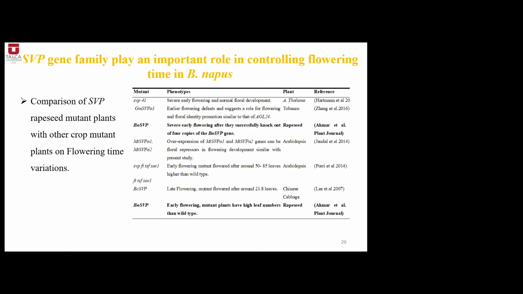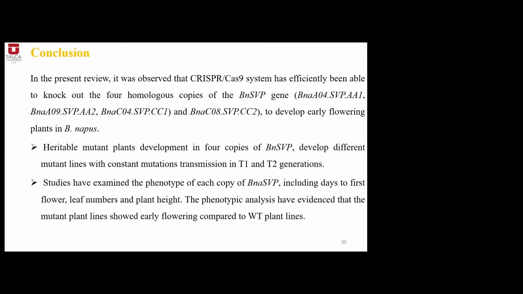So we need to check the mechanism behind these studies. The conclusion of this review is that the CRISPR-Cas9 system was able to efficiently knock out the four homologous copies in Brassica napus to develop an early flowering plant in Brassica napus.